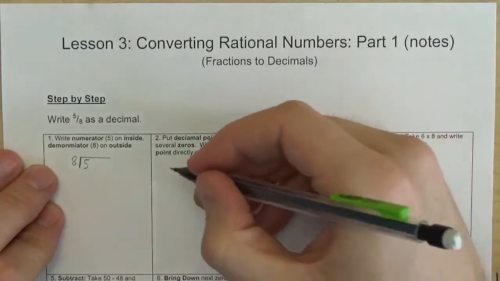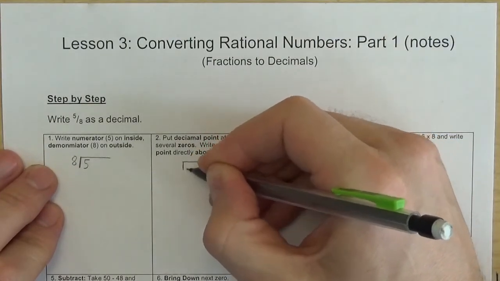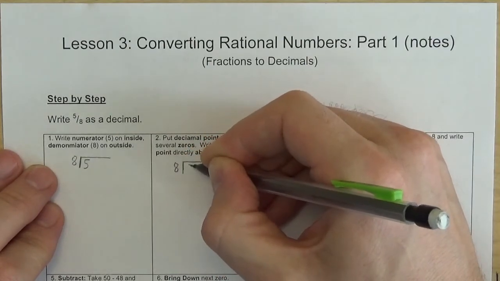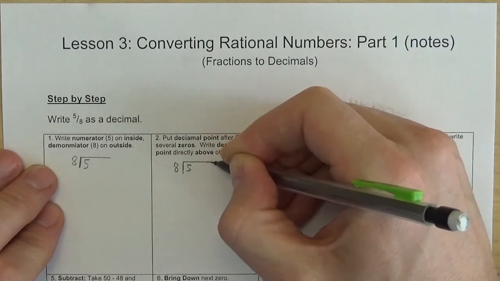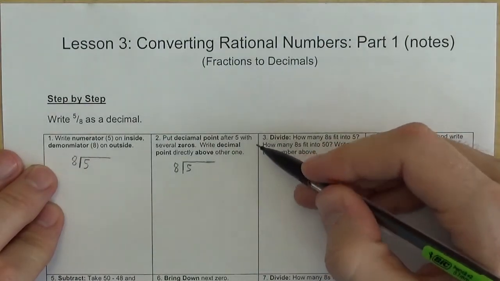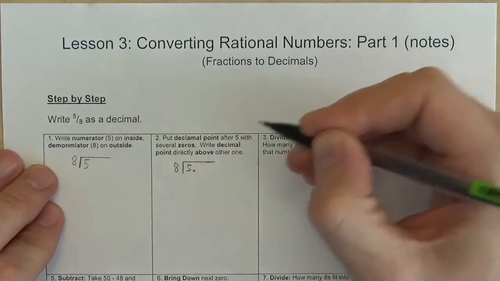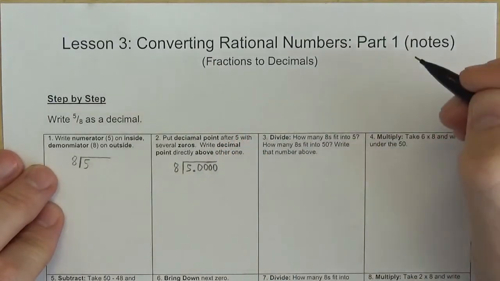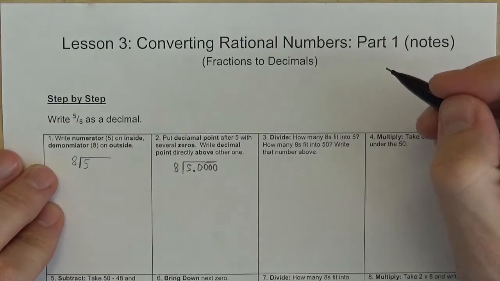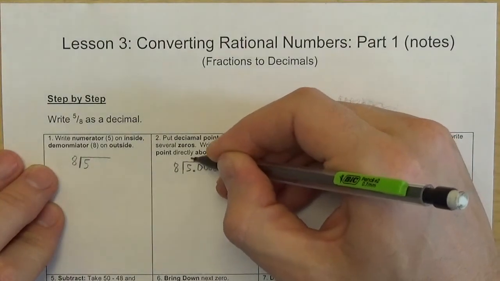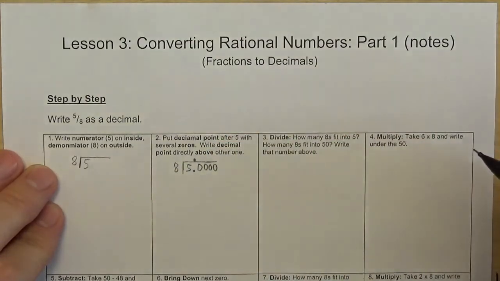So for step number 2, we're going to copy what we've done so far. You need to write this down. It's going to be a lot of copying what we've done in previous steps, but that's going to help us see exactly what we did in the step before. So we're going to put a decimal point after the 5 with several zeros. Put a decimal point here. Let's put 4 zeros this time. Write the decimal point directly above the other one here. So in our answer in just a second, we're going to put our answer up here. We need the decimal in the same spot there.